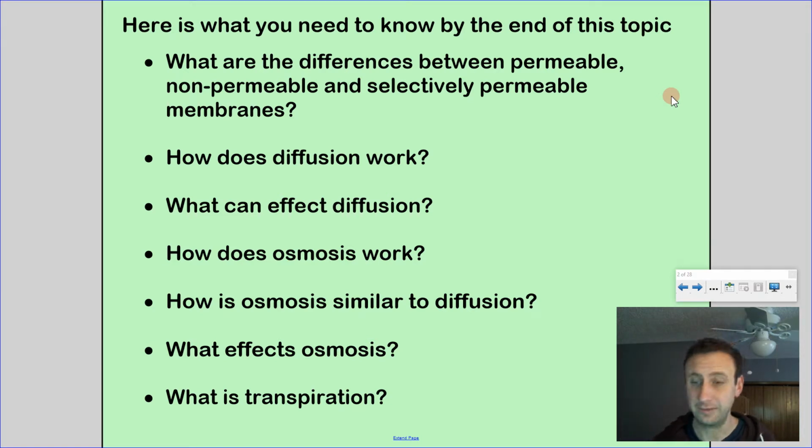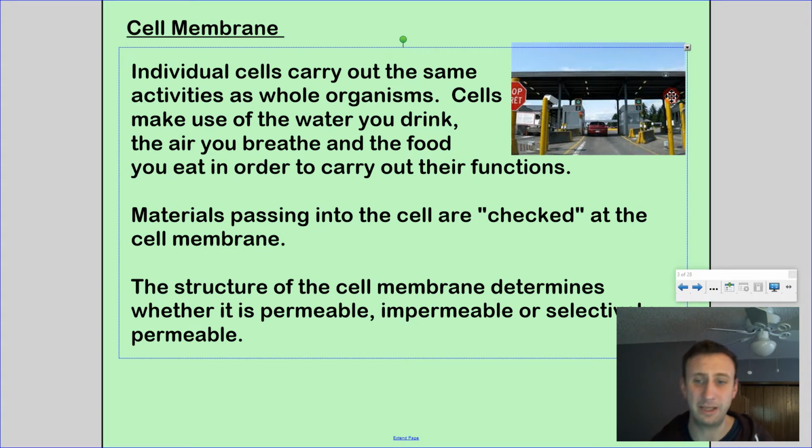What can affect diffusion? So what can we actually do to change the rate of diffusion, how fast or how slow it happens? And then later on, we're going to get into how osmosis works, how osmosis is similar to diffusion, and what affects osmosis. And then finally, we're going to talk about how this applies to plants and talk about things like transpiration and how stuff gets into the roots and so on. So it's a big topic. We're going to be dealing with this again for a couple of days here, but it's a good one.